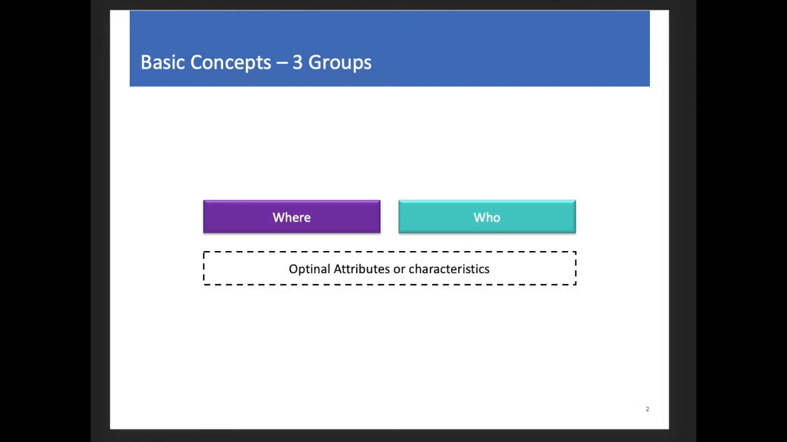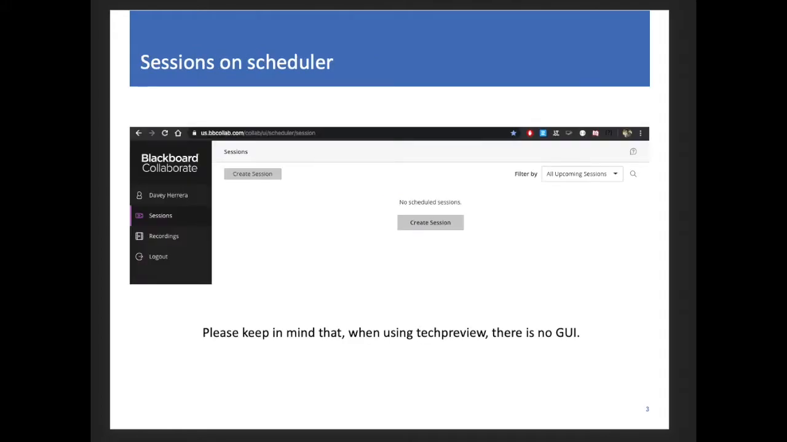The first thing that I want to talk about is the basic concepts. I decided to put them in three different groups. The first one is the where, which is in purple. The second one is the who, which is this blue, and the third one is related to optional attributes or characteristics. For example, whenever you create a new session, you're going to see a URL like usbbcollab.com or ca.bbcollab.com or any other URL. It's going to look the same.